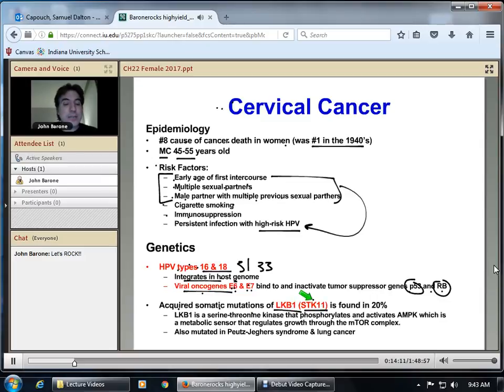Now, another mutation that can also occur is acquired somatic mutations in LKB1, also known as STK11. So remember, lick the stick. It's only found in 20%, but you remember it was also found in Peutz-Jeghers? Yeah, like Mick Jagger, lick the stick. Rolling Stones, Mick Jagger, yeah. So it was also found in Peutz-Jeghers as well, and sometimes it's found in lung cancer.